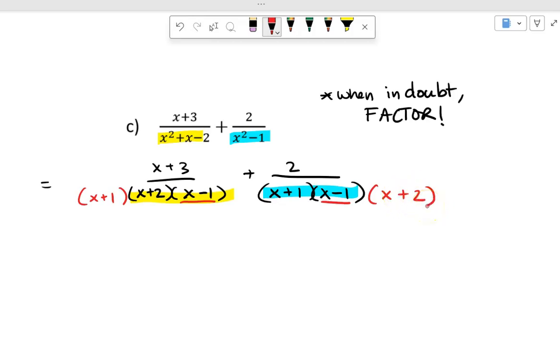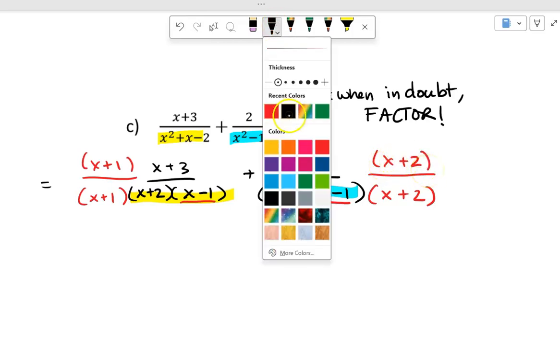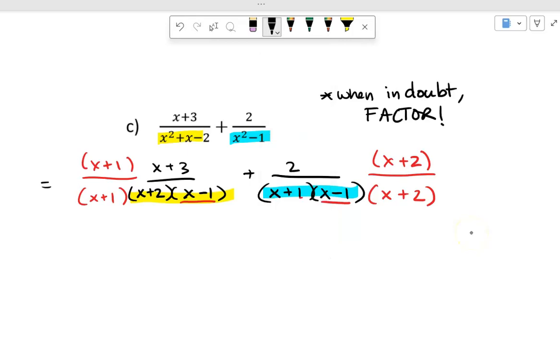Take a minute and make sure you're understanding that now that I've multiplied x plus 1 to the first fraction and x plus 2 to the second fraction, I would have a common denominator in both. They have matching factors across the board. The only problem is you can only do it to the bottom if you also do it to the top, so I'm going to do it to the top on both. That's the rule. You just have to do it to top and bottom. Otherwise, you're changing things that you're not allowed to change.